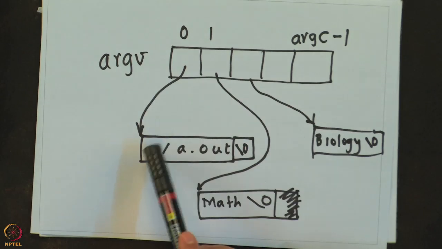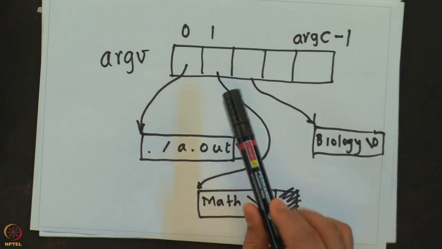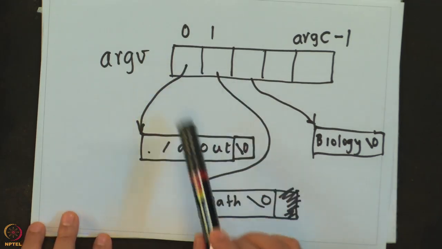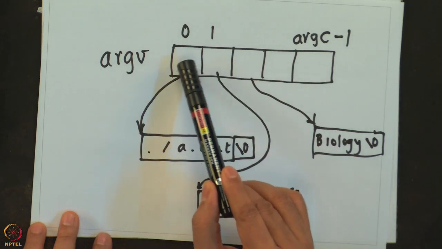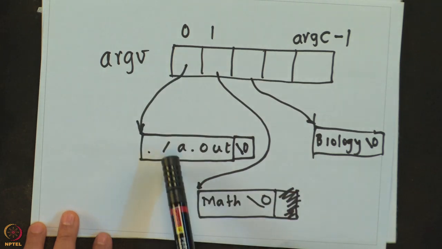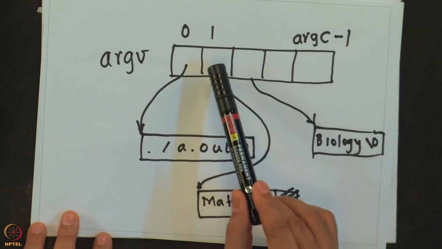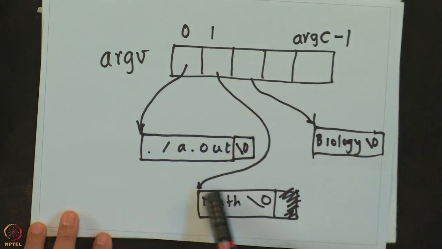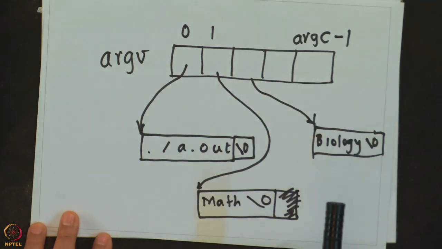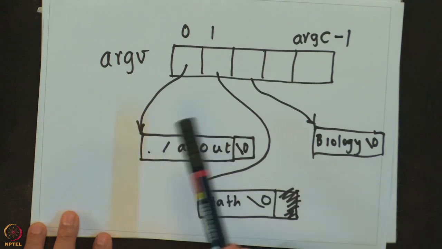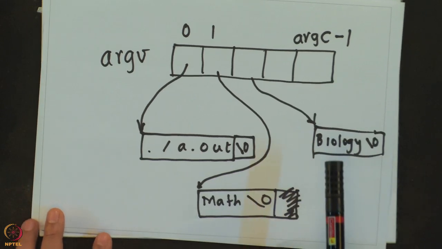So this first thing would just print out a.out. And the rule to be used over here is that whatever gets printed out will be printed only until the null character. So cout argv of 0 will end up printing ./a.out. Then in the next iteration, cout argv of 1 will end up printing math. And after that, biology will get printed. So in this case, if I had just typed these three things, argc would have been 3.